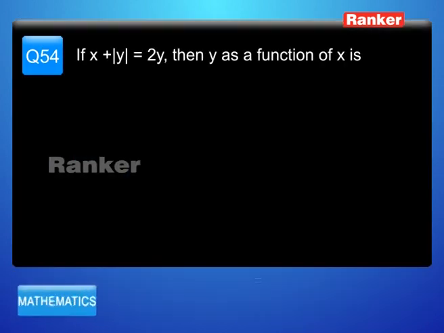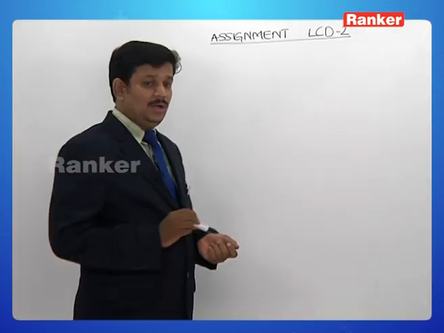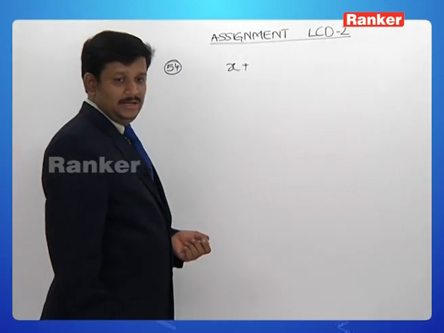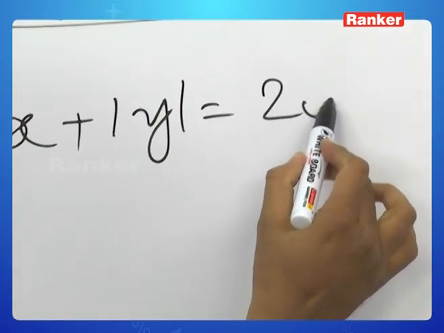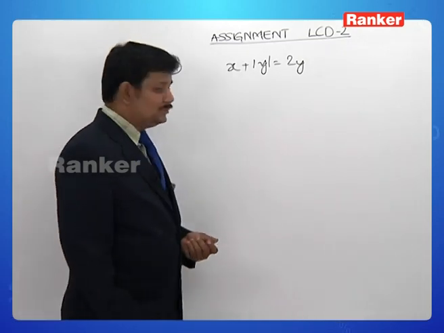Next question, if x plus mod y is equal to 2y, then y as a function of x is option A defined for all x, option B continuous at x equal to 0, option C differentiable for all x, and D dy by dx is equal to 1 by 3 for all x less than 0. Now we are given an implicit relation in terms of x and y. X plus mod y is equal to 2y.